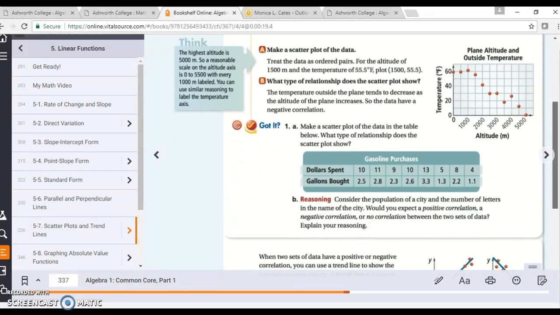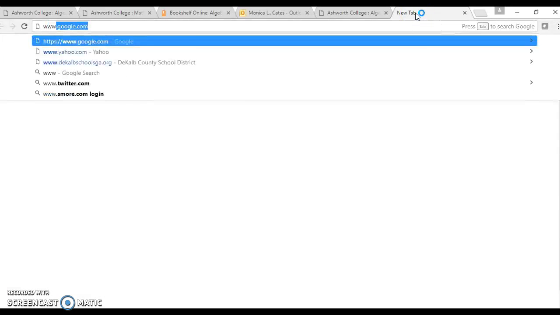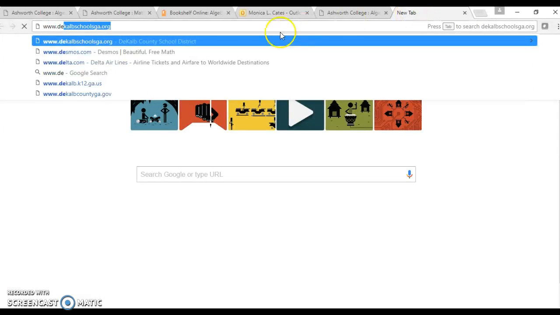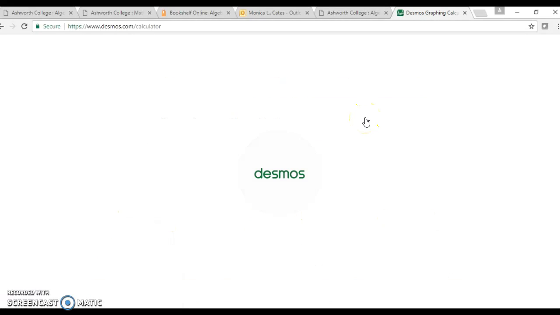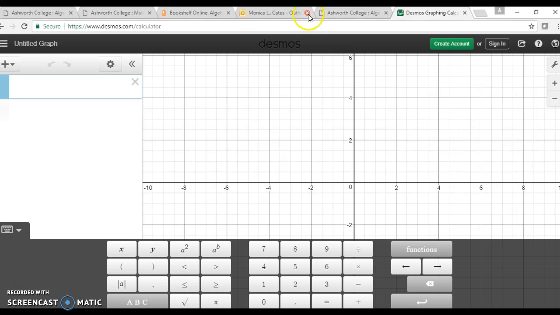All right, so let's do one on our own. It says, make a scatter plot of the data in the table below. What type of relationship does the scatter plot show? So I'm going to use a free graphing tool called Desmos.com, a free graphing calculator. I'm going to do that because I think it'll be a little bit easier for me to graph it here than trying to use my whiteboard.